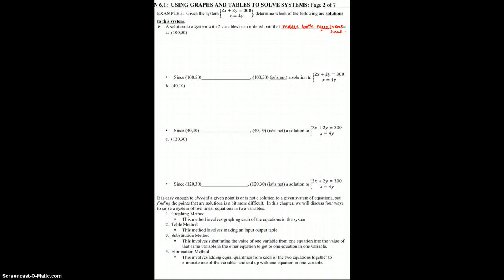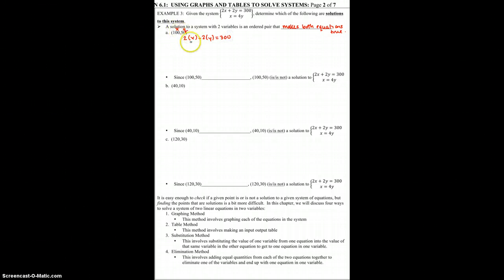So a solution to a system are values of the variables that make all of the equations in the system true. In this particular system, there's only two, so I'm going to just replace the word all with both. So they've given us the point 100, 50. So keep in mind that our ordered pair is in the form x, y. So we're going to take our first equation, remembering to put parentheses around each variable before we substitute.